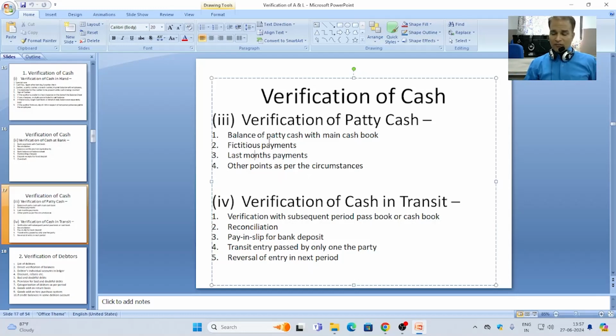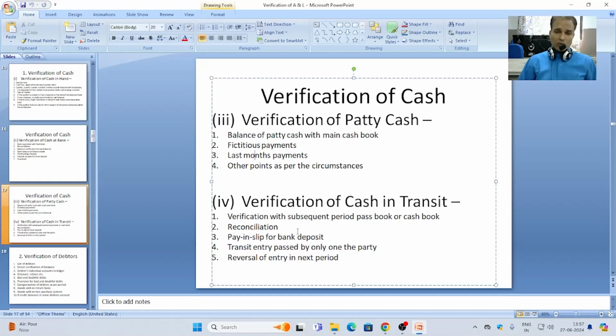Next is verification of cash in transit. Cash in transit means cash has been sent to the head office but not received by the head office, and vice versa, meaning cash has been sent by the head office to the branch but not received by the branch. For the verification of cash in transit, the auditor should verify it with the subsequent period passbook or cash book, because they also provide proof of cash in transit.